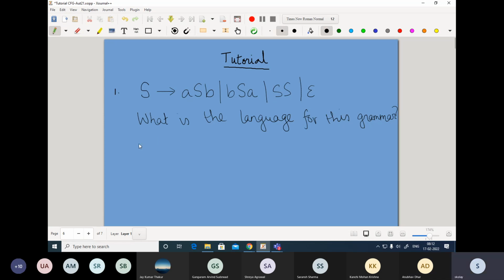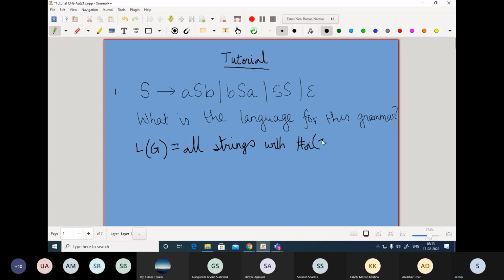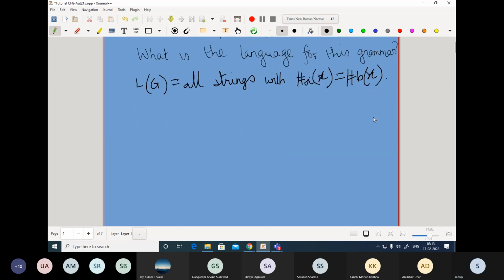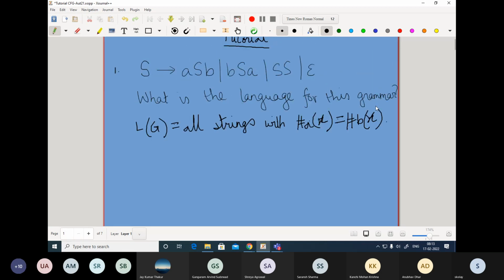Okay, so for L of G, the claim is all strings x where number of a in x is equal to number of b in x. How will you prove this? Ma'am, we have to prove that for all strings that are derivable from S, this property holds, and for all strings for which this property holds, it is derivable from S.